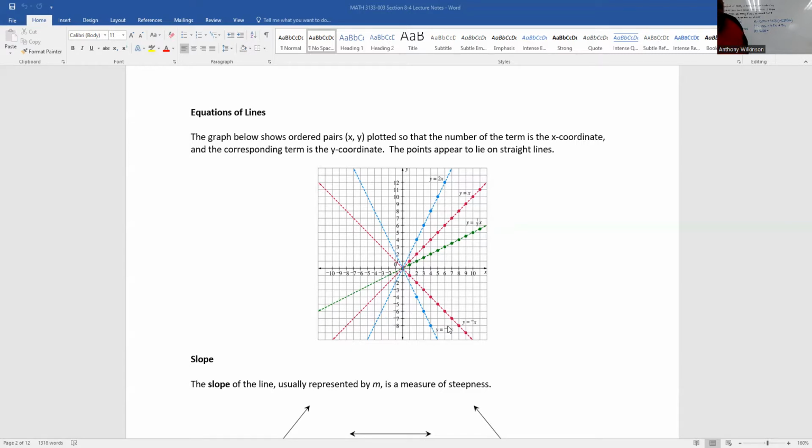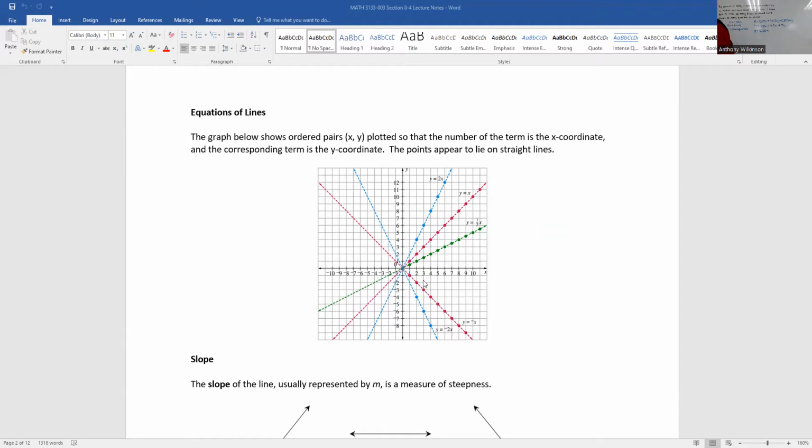And then for y equals negative x and y equals negative 2x, pretty much the same, but here the graph will be going in this direction from left to right. Questions about equations of lines and what they look like.